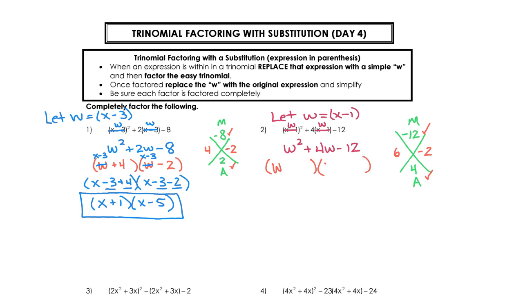W squared gets broken up into w and w. One gets a plus 6. One gets a minus 2. But we have to remember that we were not given w's in the beginning of the problem. So we have to go back and fix our substitution. This w actually used to be an x minus 1, and this w also used to be an x minus 1. And if I rewrite that, that becomes x minus 1 plus 6. And this is x minus 1 minus 2.